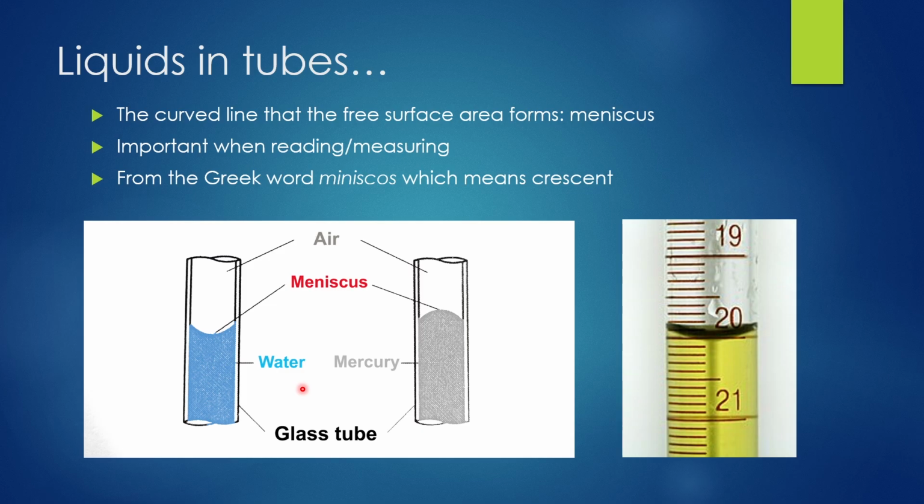The meniscus is very important when reading U-tube manometers and measuring fluids inside of instruments and lab glassware, because we have to define what exactly is the line and what is the volume inside the glassware. So is it the top part, the middle part, or the bottom part of a meniscus? The word meniscus comes from the Greek word meniscus, which means crescent, as in a crescent shape, a curve.